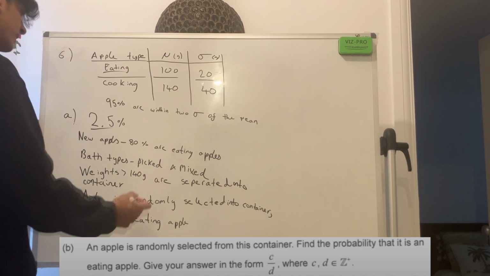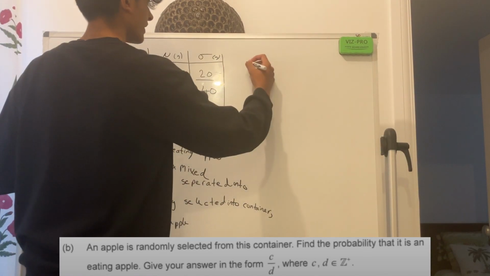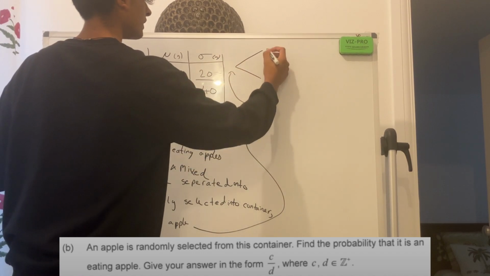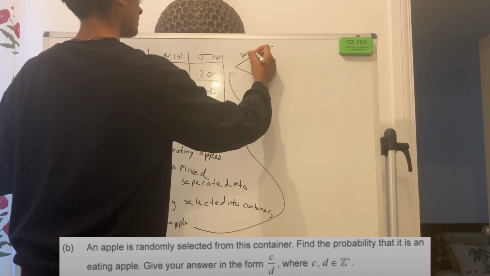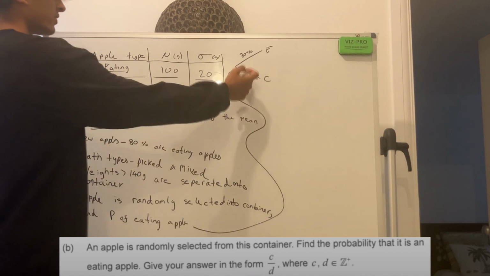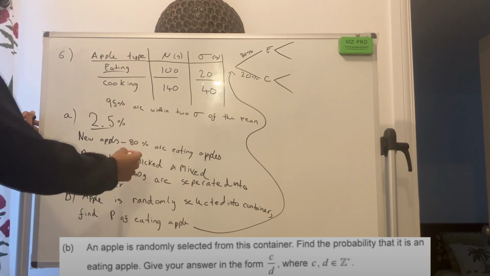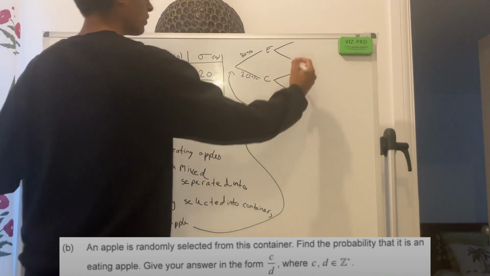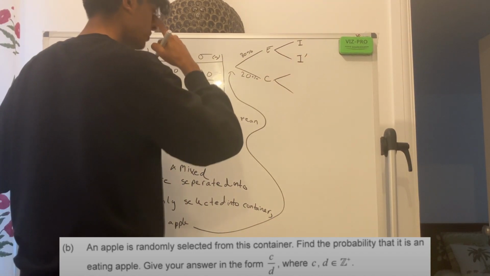So to start off, we're given that 80% are eating apples, so we can start with the tree diagram. If I draw it here, I can have E for eating, and C for cooking, and I can write 80%. Tree diagrams, the branches always add up to 100% or just 1, so this therefore must be 20%. And from then, we know they're picked and mixed and are separated into or out of the container. So I can label this as I for into, and I'll label I dash as not into or out.